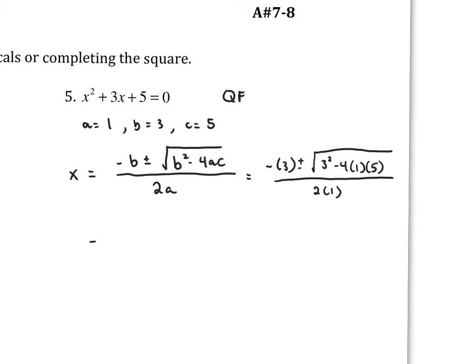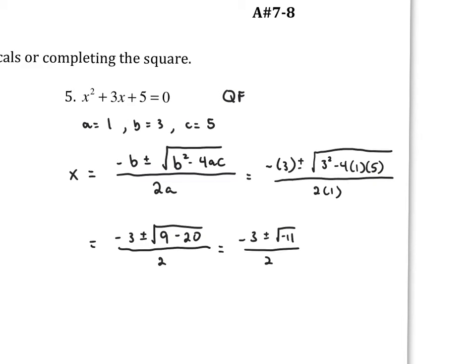2a. So keep going with this, and we get negative 3 plus or minus, then we have a 9 minus a 20. 4 times 5 times 1 is 20. Put the radical around that, all over 2 times 1, which is 2. Keep going here. Negative 3 plus or minus radical negative 11, all over 2.